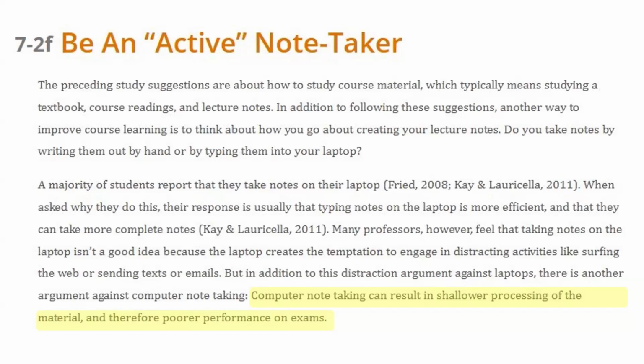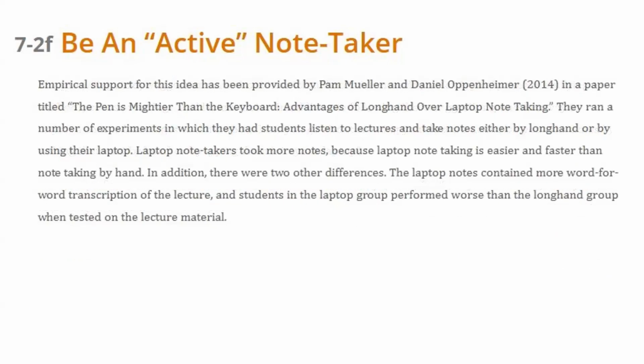That means that it doesn't necessarily have to result. So I wonder what the ways are that it doesn't result in shallower processing, and what are the ways that it does result in shallower processing. There has to be some sort of divide there. That's what we mean by that deeper elaborative processing. So why does computer note taking possibly lead to shallower processing of the material? Well, the reason is because note taking with computers is way easier than note taking by hand.